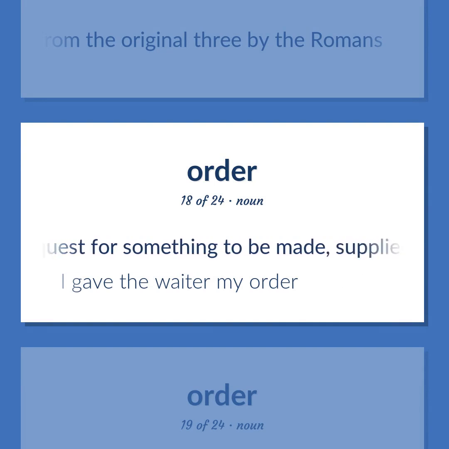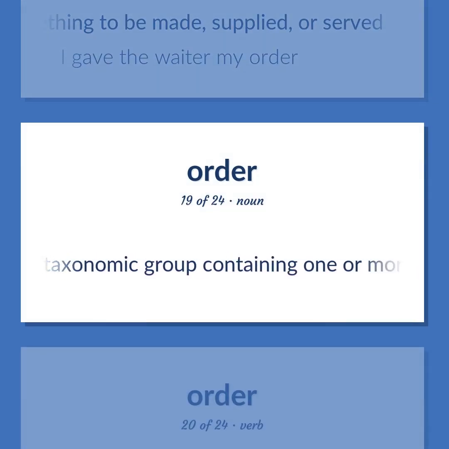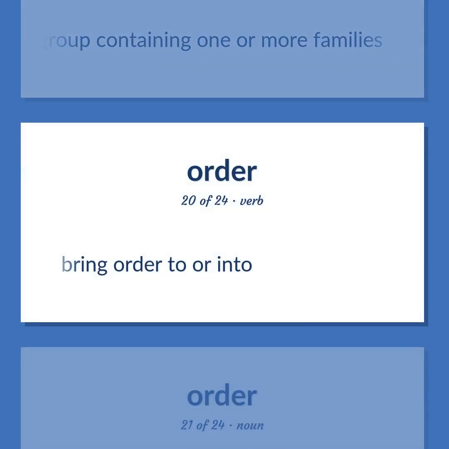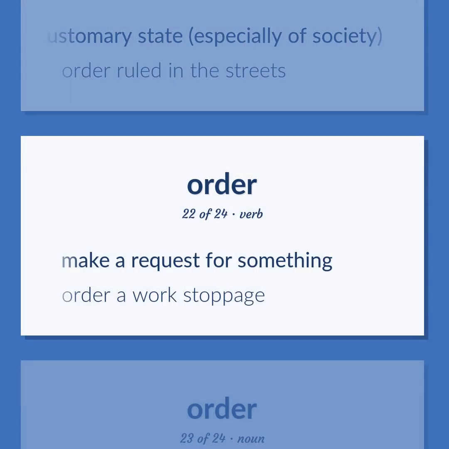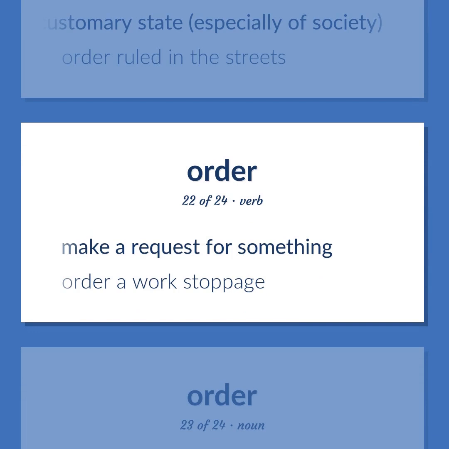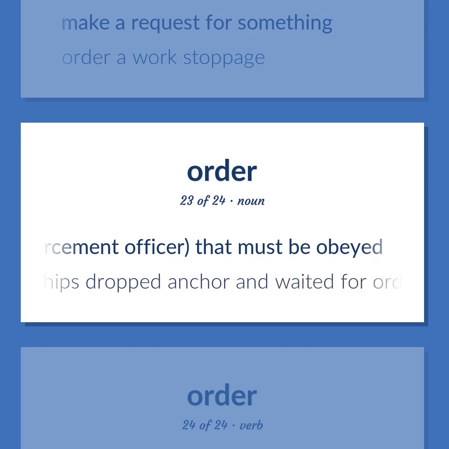A request for something to be made, supplied, or served. I gave the waiter my order. Biology: taxonomic group containing one or more families. Bring order to or into. Established customary state, especially of society. Order ruled in the streets. Make a request for something. Order a work stoppage. Often plural, a command given by a superior, e.g., a military or law enforcement officer, that must be obeyed. The British ships dropped anchor and waited for orders from London.